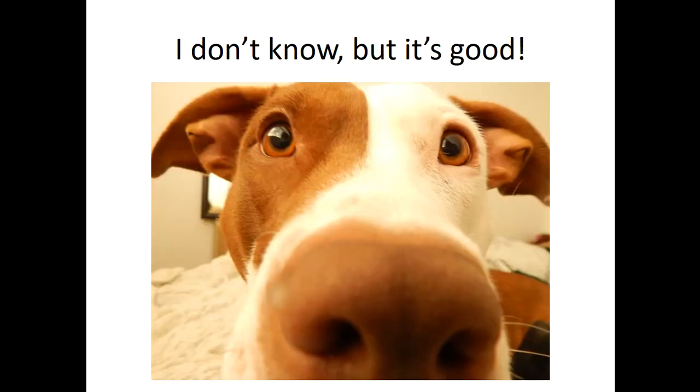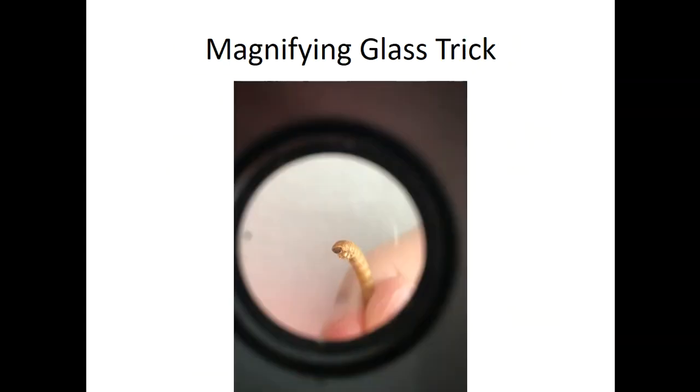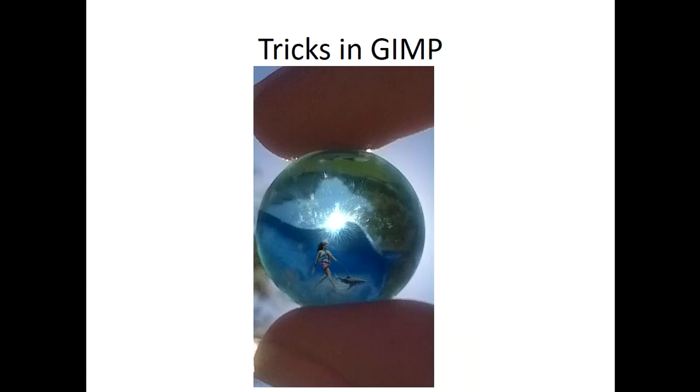I don't know what you'd call this, but it's good, and you all know why. It's just sometimes things have that je ne sais quoi about them. Yeah, that's French for I don't know what. Je ne sais quoi. Yeah, it's got it. This is a little magnifying glass trick. This is kind of fun. And now, you can do tricks in GIMP too.